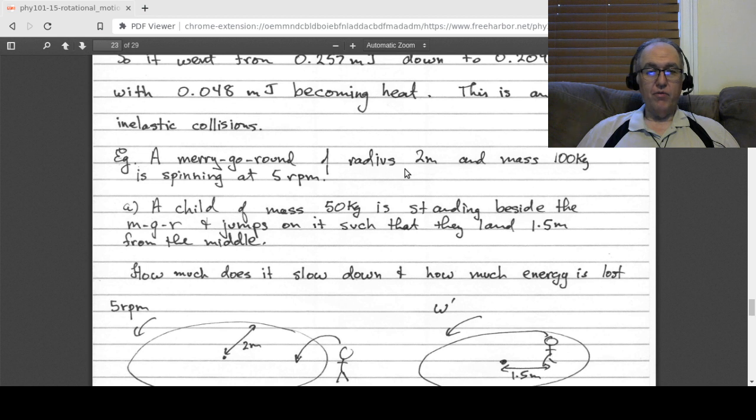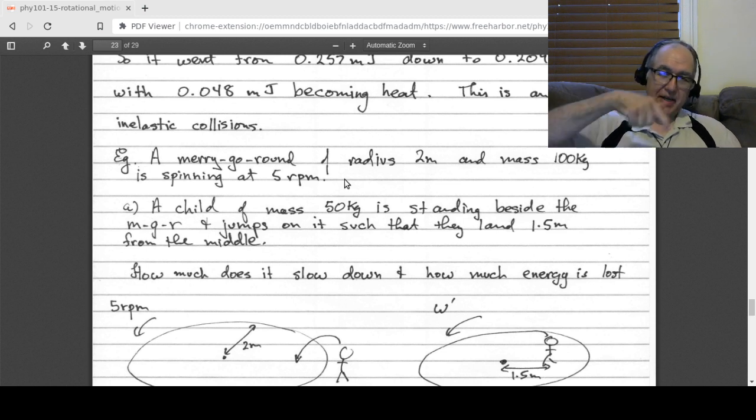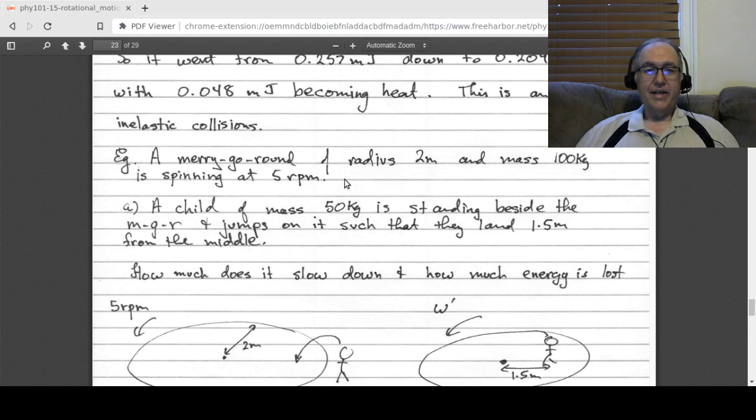A merry-go-round of radius 2 meters and mass 100 kilograms is spinning at 5 rpm. Like on these child playgrounds, we've got a platform that spins. If you were crazy like I was as a kid, you would make this thing spin as fast as possible, and you'd jump on and jump off like that.